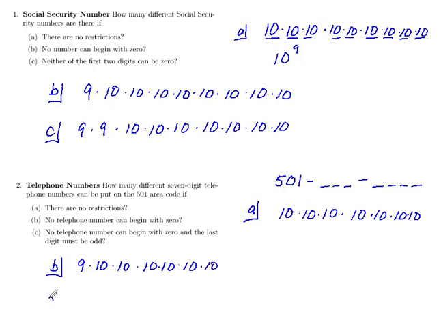Part C says no telephone number can begin with a 0, and the last digit must be odd. So 9 choices for the first digit. Our last digit has to be odd. That means it's a 1, 3, 5, 7, or 9, so there's 5 choices there. We haven't placed any restrictions on the middle digits, so each one of them has 10 choices.